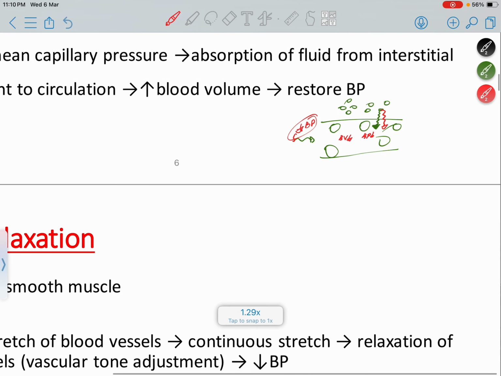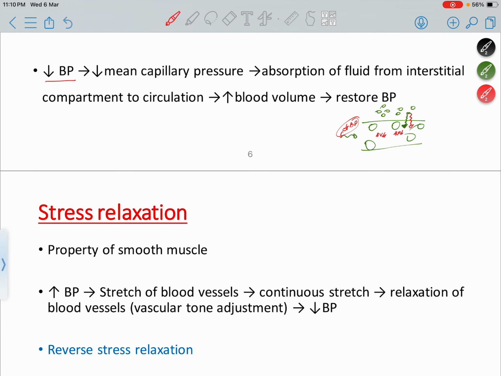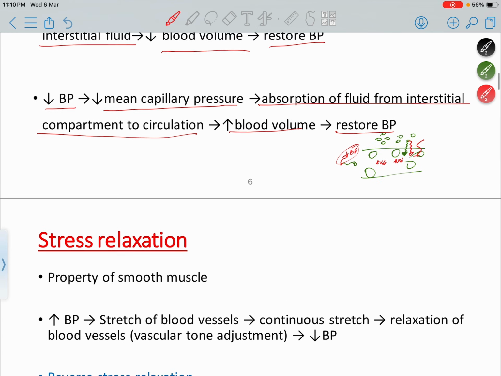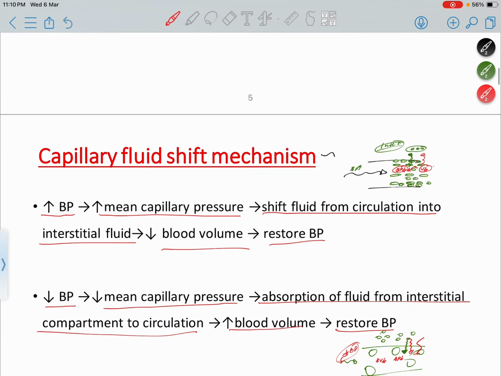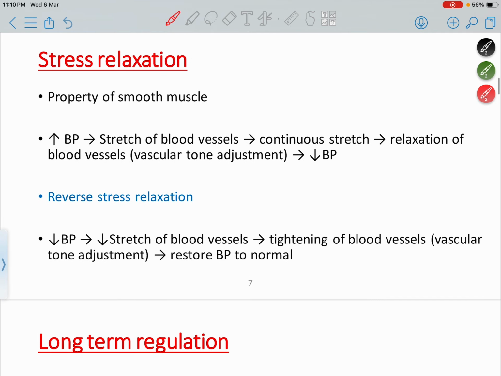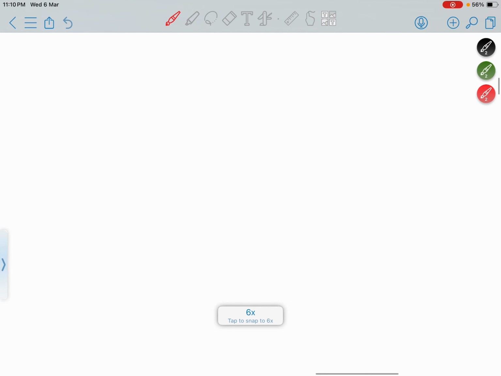Okay, so we can read this. Decrease in BP, decrease in mean capillary pressure, absorption of fluid from the interstitial space into circulation, I told that, increase in blood volume restores BP. Okay, I hope that it is clear. Then we have stress relaxation. So what is the meaning of stress relaxation? I will be explaining this.